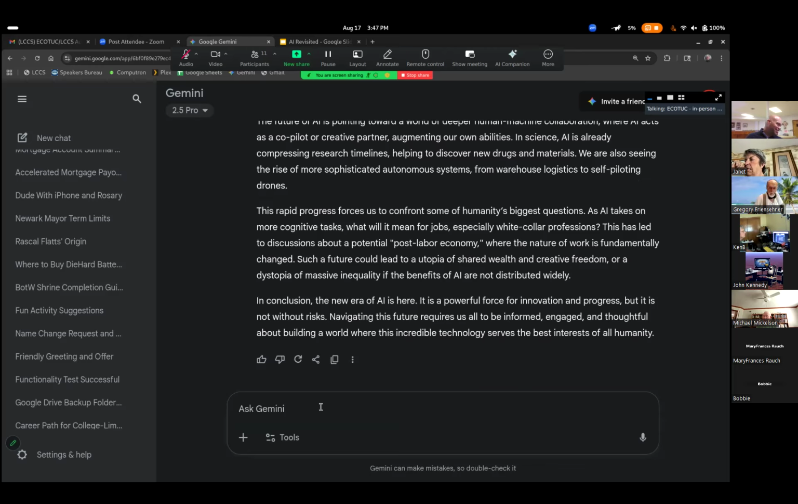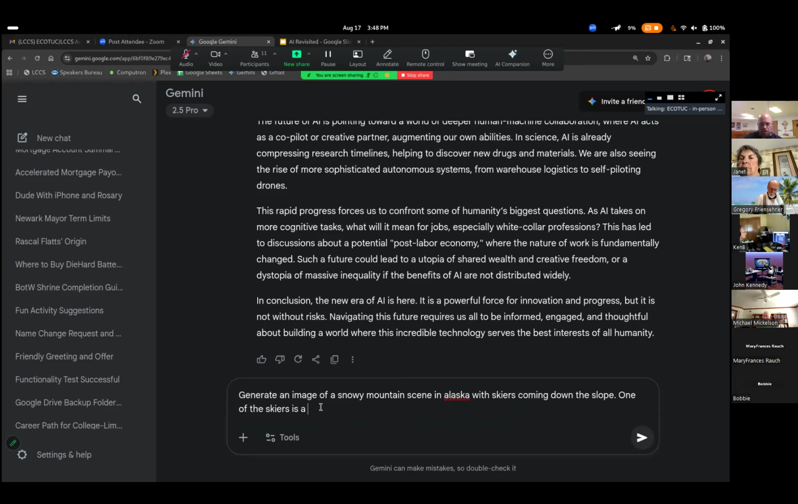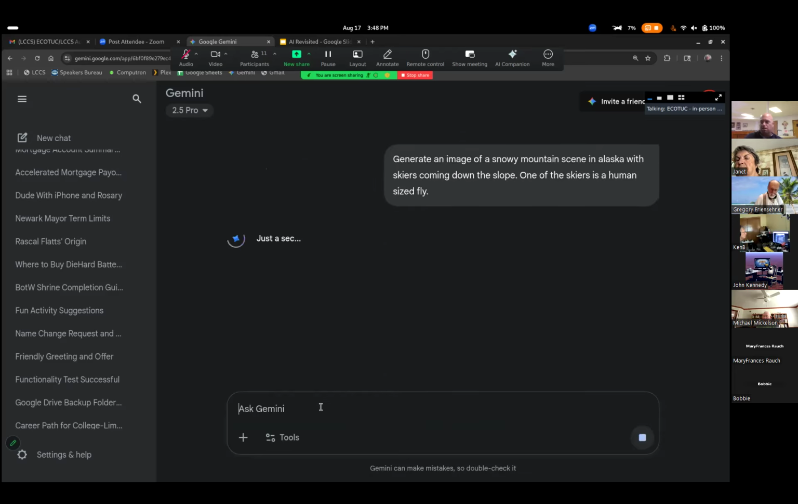Yeah. What do you want to say? Snowy mountains seen in Alaska with skiers coming down the mountain. Generate an image of a snowy mountain scene in Alaska with skiers coming down the slope. One of the skiers is a human-sized fly. Let's see if it does that. There you go.